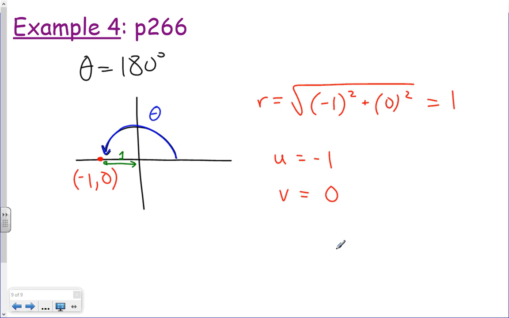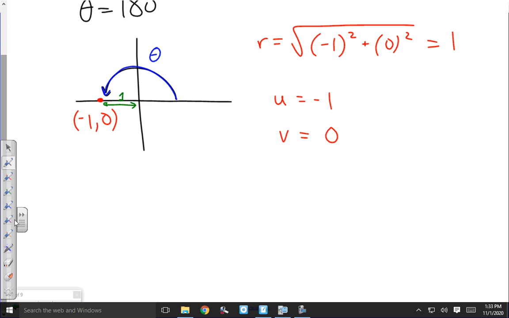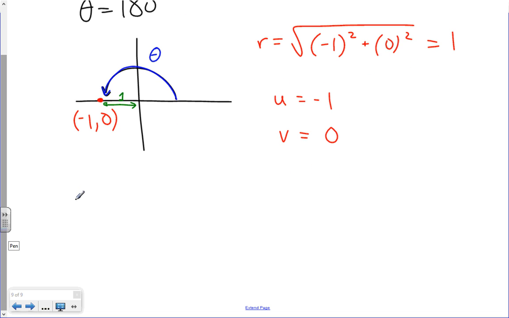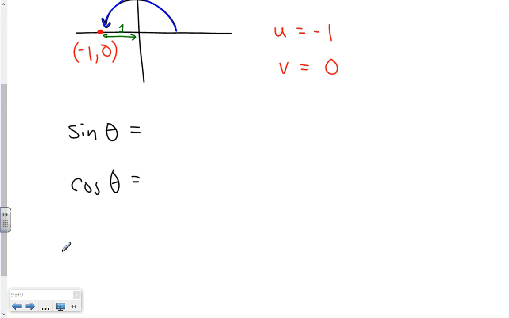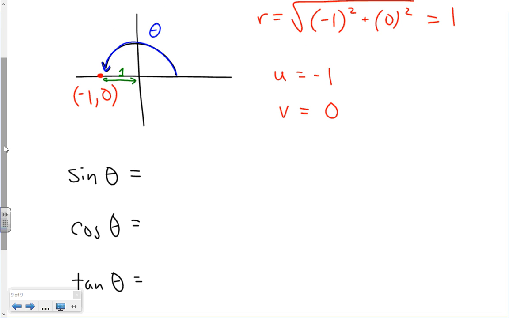Ooh, that could cause some problems, because some of these trig functions have v in the denominator. So let's be careful as we write these down. Let's start with the 3 trig functions that we know, and then we'll deal with the reciprocals. So we've got the sine of theta, or the sine of 180 degrees. If you have not defined your angle theta, then you have to write your 180 degrees down over and over again. So sine, cosine, and tangent. Sine of theta is equal to v over r. So that's 0 over 1, or obviously that's 0.